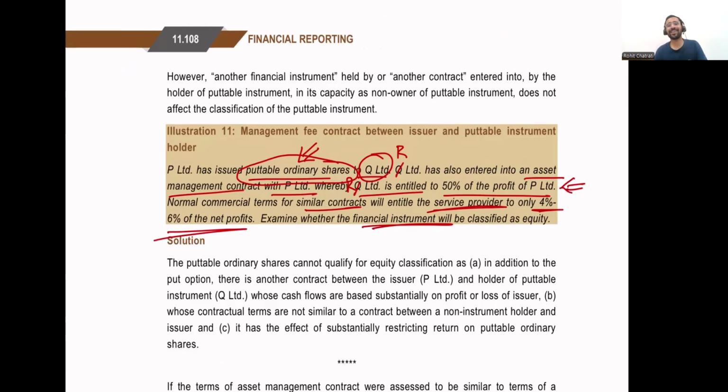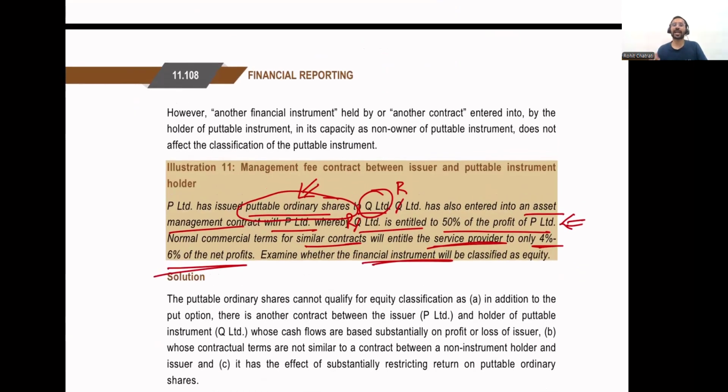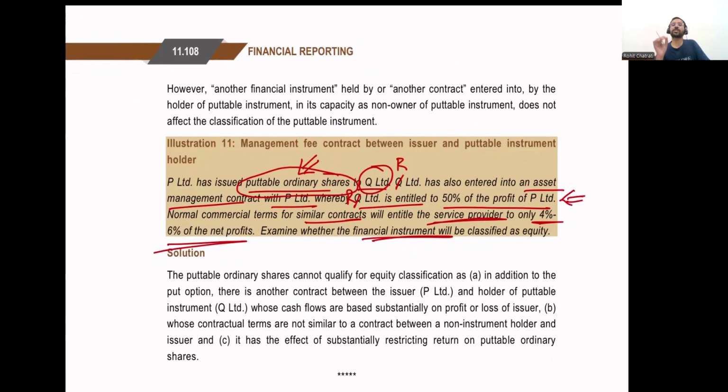But there is parallelly another contract that P Limited has entered into with R Limited, wherein R is taking 50% of the profits, which means this contract is actually having a cash flow which is purely dependent on the profits or losses of the company. And further, this is at off market terms. So this cannot be said to be the consideration for the services being rendered. 50% of the profits is not a consideration for the services being rendered.